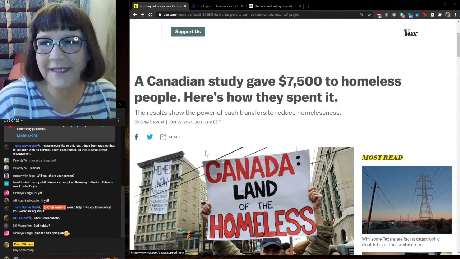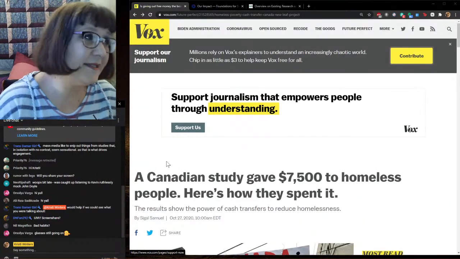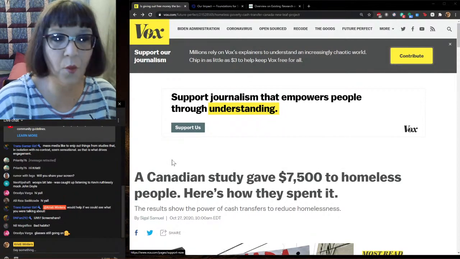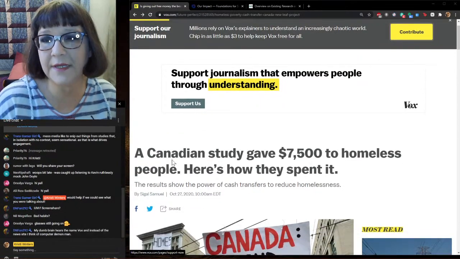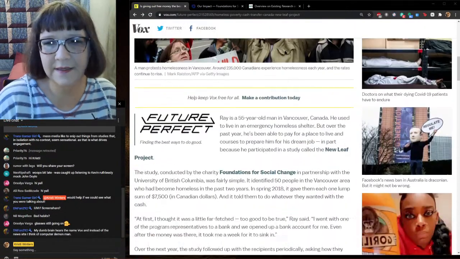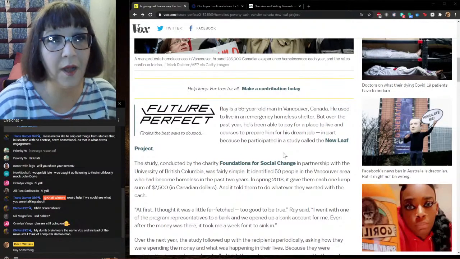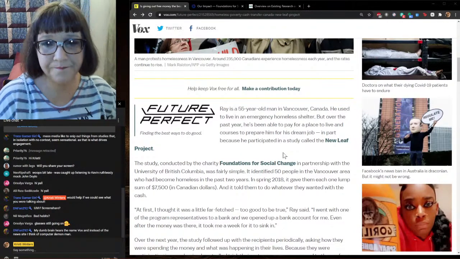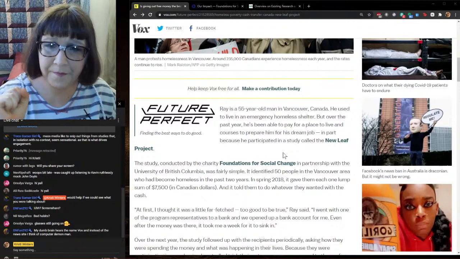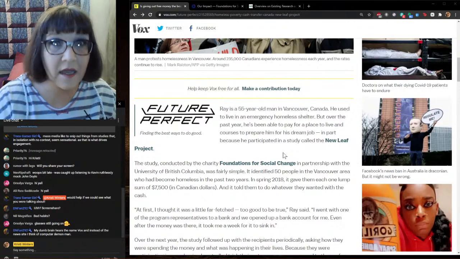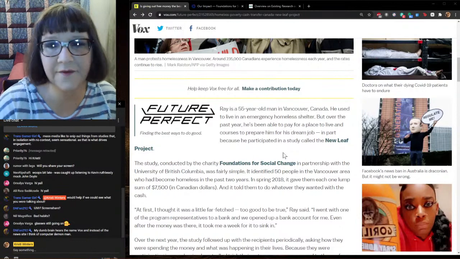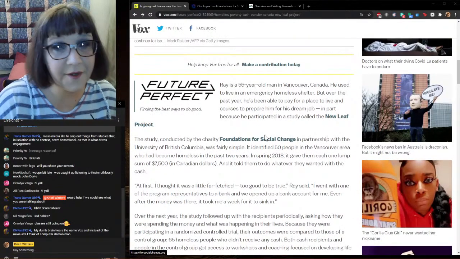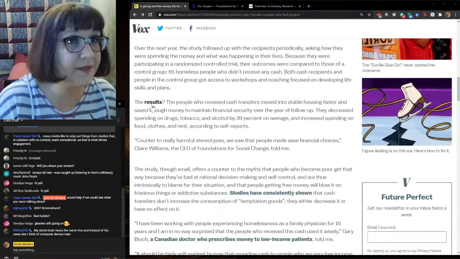And we have here an example. We looked up a Canadian study on giving money to homeless people and then watching how they spent it and seeing what happened to their economics. In this case, you can see Vox is a very well-sourced outlet. They do a very good job of making sure that they link that kind of stuff so that people can go investigate it for themselves. So here they have the study, they have the funder as well, and down here they have the results.